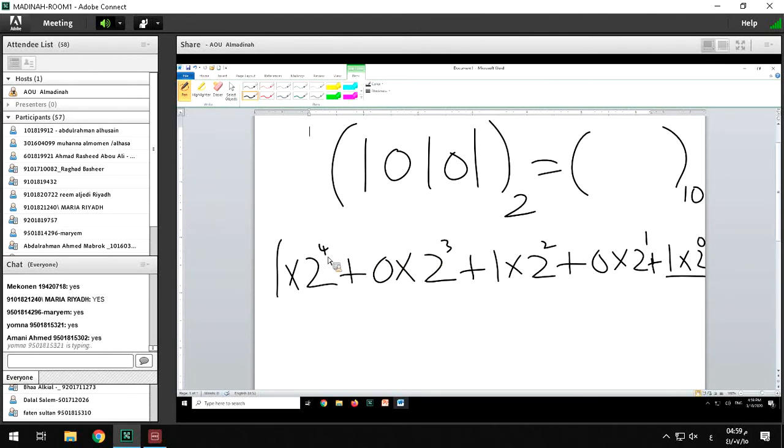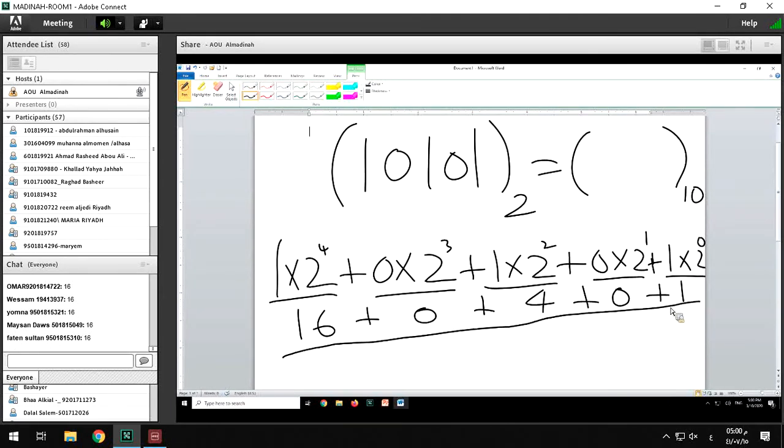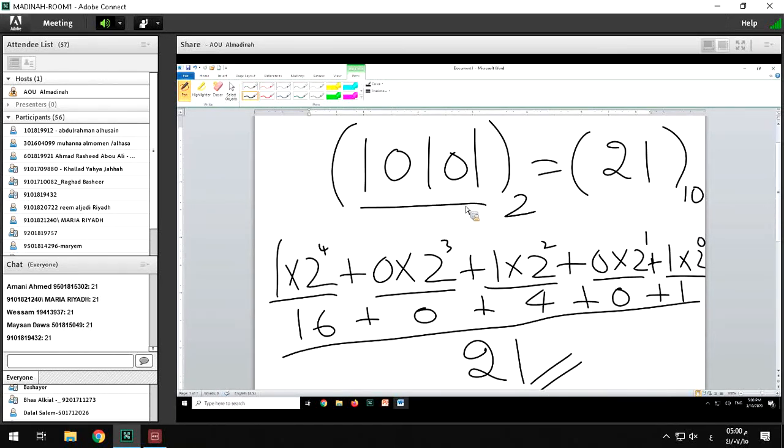1 into 2 power 0 is how much? 1. Plus 0 into anything is 0. Plus 1 into 2 power 2 is 4, because 2 power 2 is 4, 4 into 1 is 4. 0 into anything is 0. Plus 1 into 2 power 4 is, 2 power 4 is 16. So we got 16 plus 0 plus 4 plus 1. How much total? 21. So 21 is the decimal for this binary. You got how to convert binary to decimal? Multiply the powers of 2.